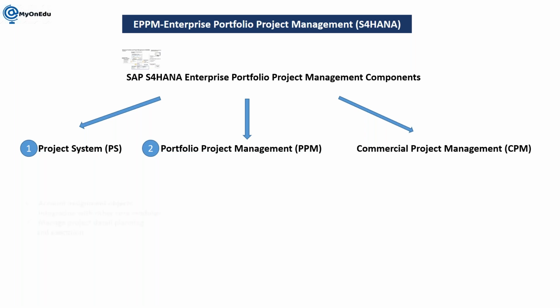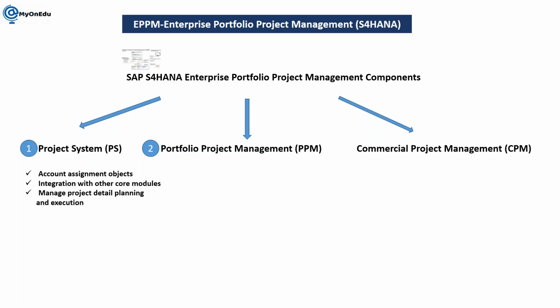Project System has an account assignment object, and it is integrated with other core modules to manage project details, planning, and execution. This module is a controlling module, which is integrated with different modules in SAP like PP and Plant Maintenance. So all core modules are integrated with Project System, and PS has the account assignment object.